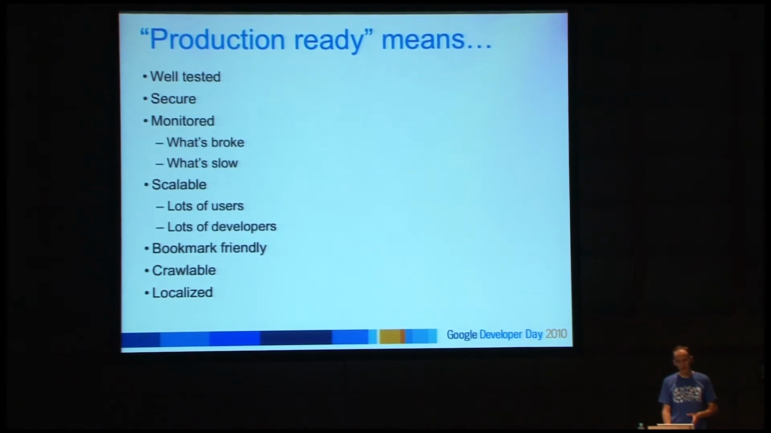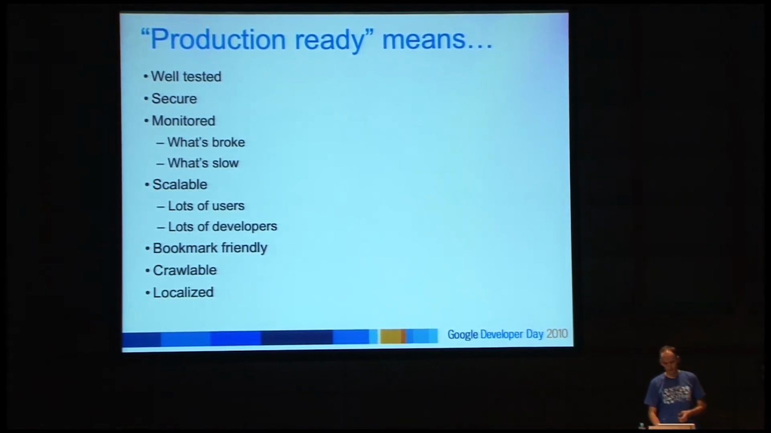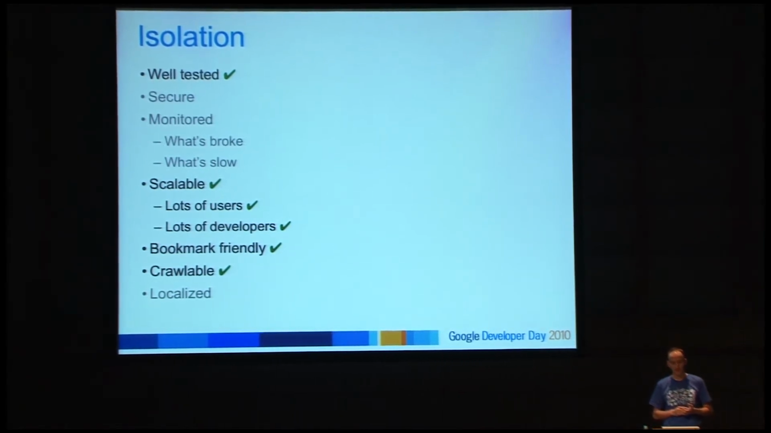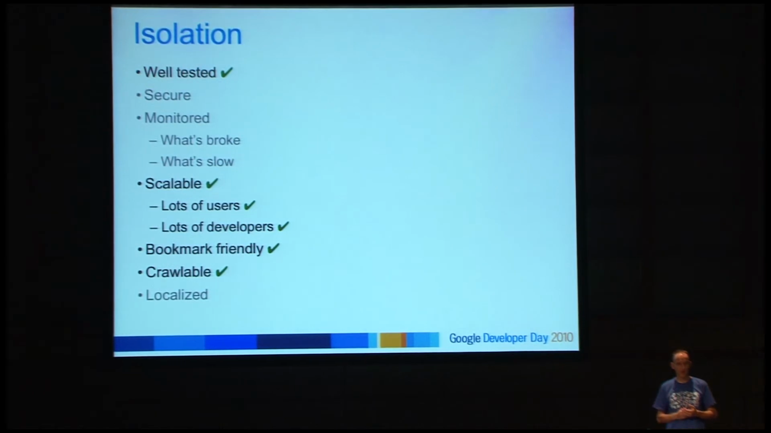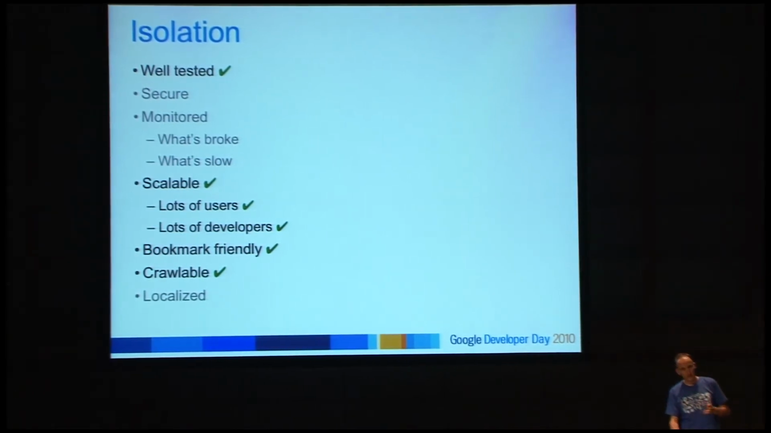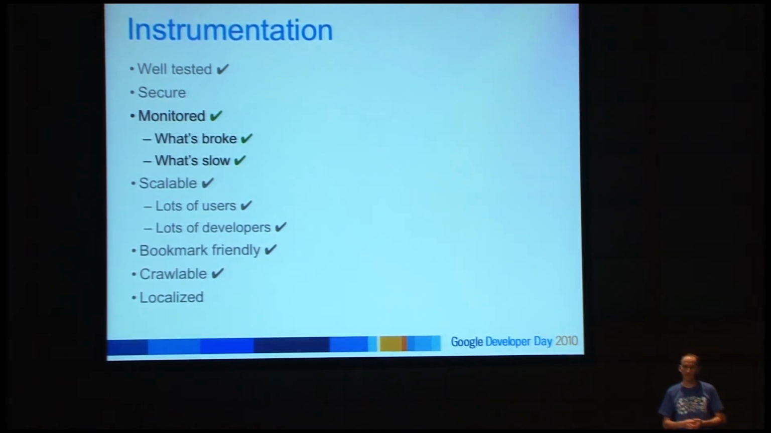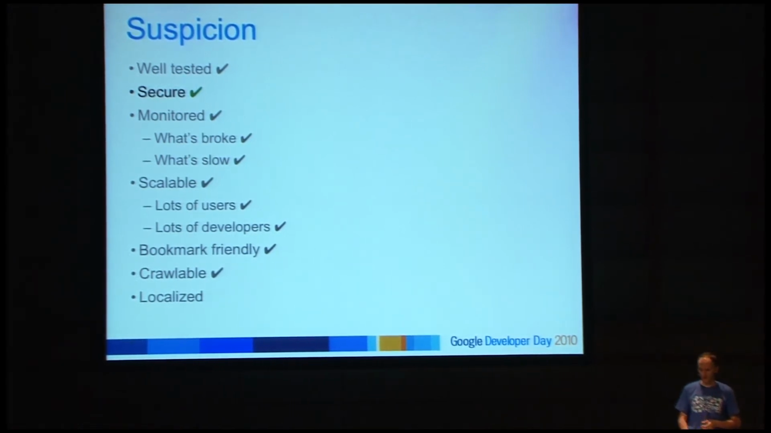And of course, production ready also means being able to support other languages, other regions, other settings. So we'll have three things that we're going to talk about today. The first one, which I'll spend most of my time on, is isolation. And that takes care of many of these items. Towards the end, I also want to talk briefly about instrumentation and suspicion. And that involves security.